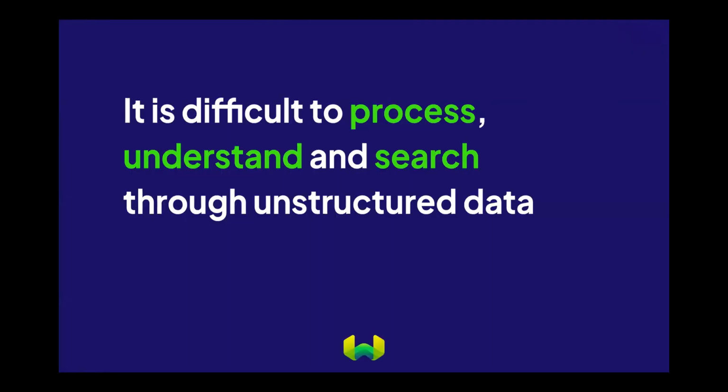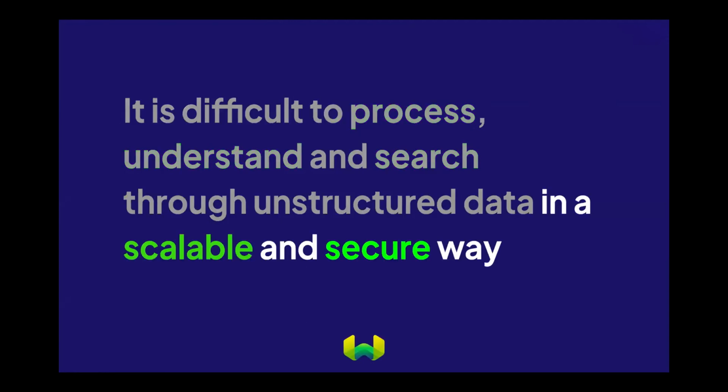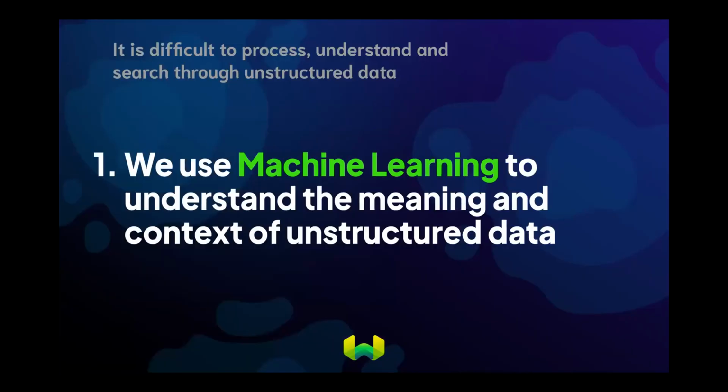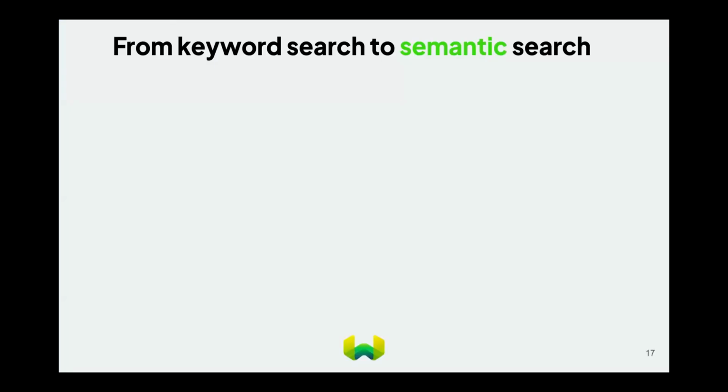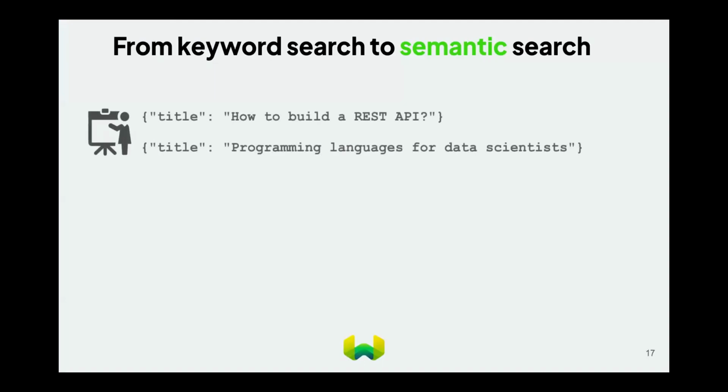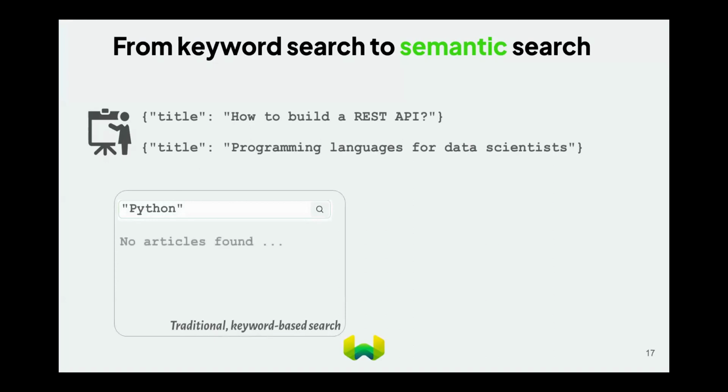Understanding is a difficult problem, especially if you want to do it at scale and in a secure way. And we do that with machine learning models that understand the context of data, and from that they derive some form of meaning. And here's an example of what I mean by meaning. If you look at keyword search in a set of documents like these, so let's say these are article titles or blog post titles. And the interesting one to us would be programming language for data scientists. And if a user types a query like Python, if you search for it in a traditional way, you're not going to find this post.